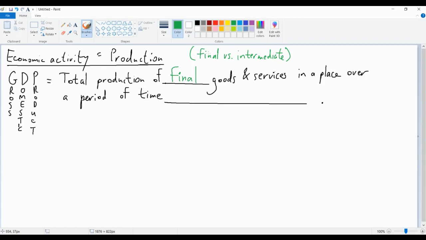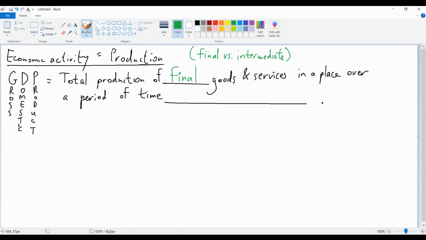Why? Because if we counted them, let's say, if we added the value of the water in this tea and the value of the final tea, then we'd be counting the water twice, basically. So that's why we don't. We just count final goods and services. All right?